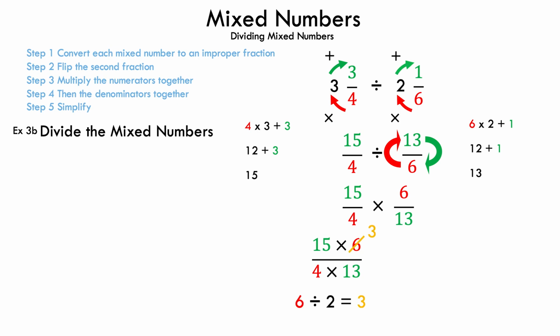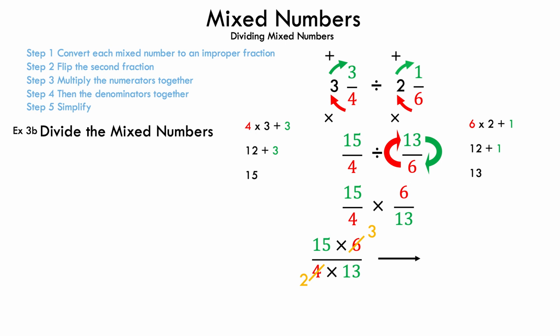Why are we simplifying 6 and 4? Well, they're both multiples of 2. So we can divide 6 by 2 and 4 by 2 to simplify and get smaller numbers. As you can see, we've already divided 6 by 2, and that gives us 3. We crossed out 6 and rewrote 3. And now we're going to do the same thing to 4. We're going to divide 4 by 2 to get 2. Cross out 4 and write 2.